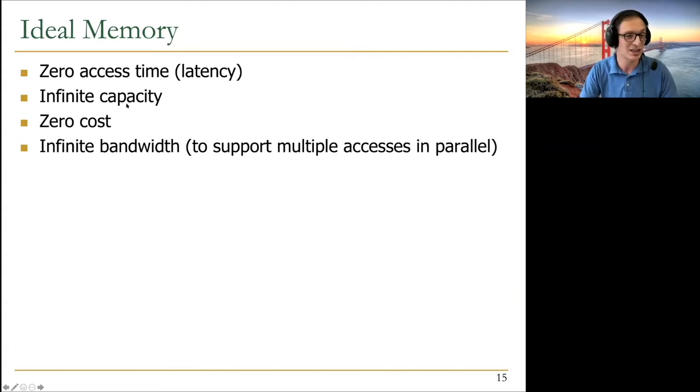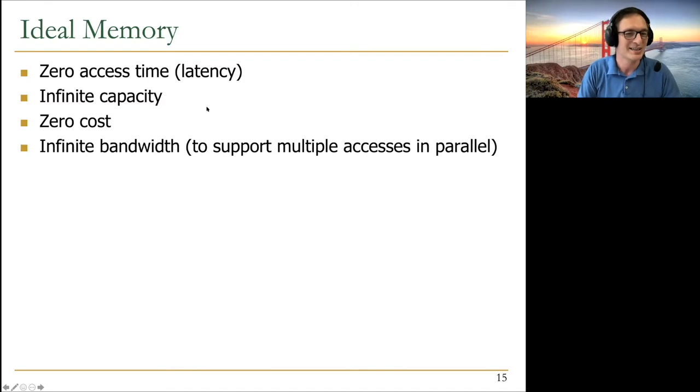But having larger physical memory spaces is good so that you can fit more data in it. We want zero cost, if possible, of course. And we want infinite bandwidth so that we can support multiple accesses in parallel. Remember, in GPUs, SIMD engines, you want high concurrency, many accesses per cycle if you have many load units that are loading things at the same time. And vector processors, SIMD processors, GPUs are great examples of this. So you want all of this at the same time.